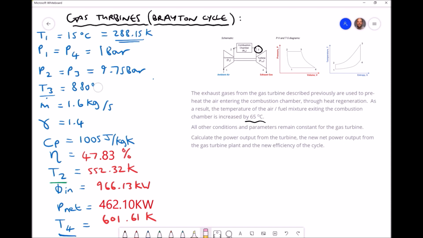So let's remove our old T3 value. And instead of 880, we're going to have 945. Note that that's degrees Celsius. If we want to convert that to Kelvin, we need to add 273.15. And 945 plus 273.15 is 1218.15 Kelvin. We're asked to calculate the power output from the turbine once again, so P out.